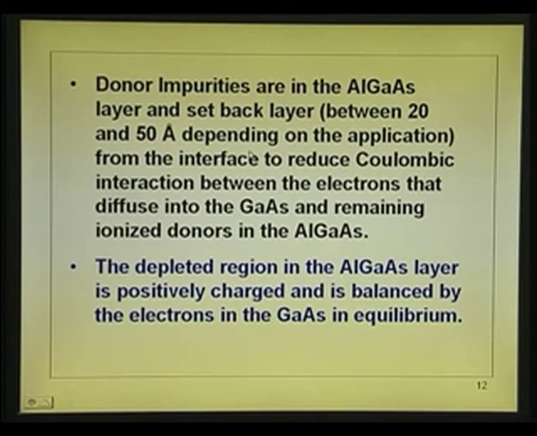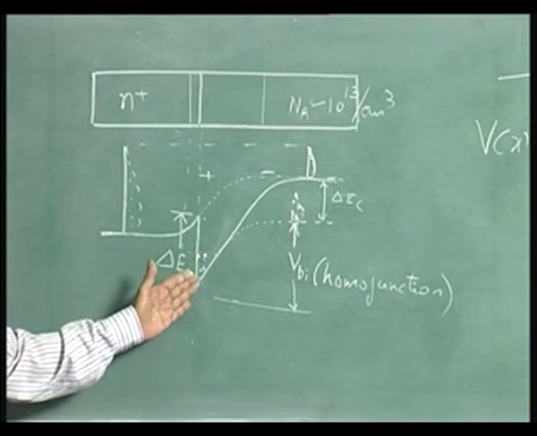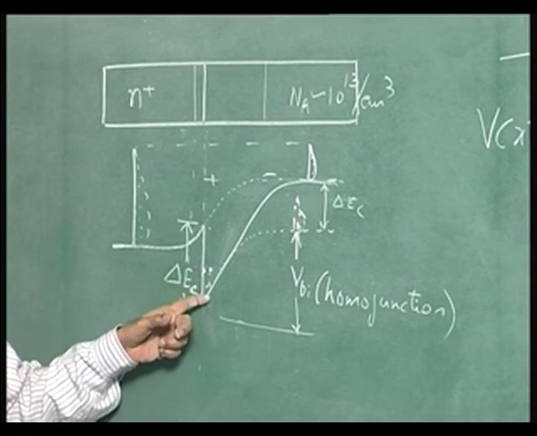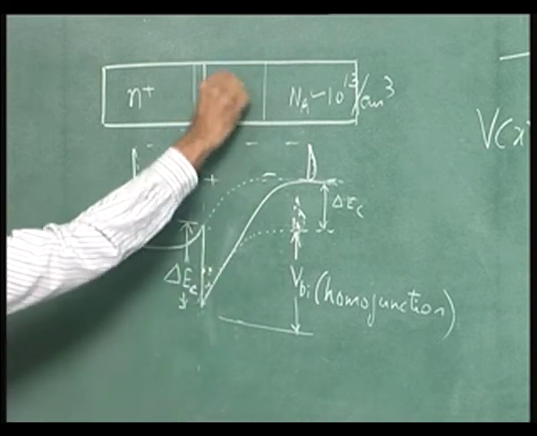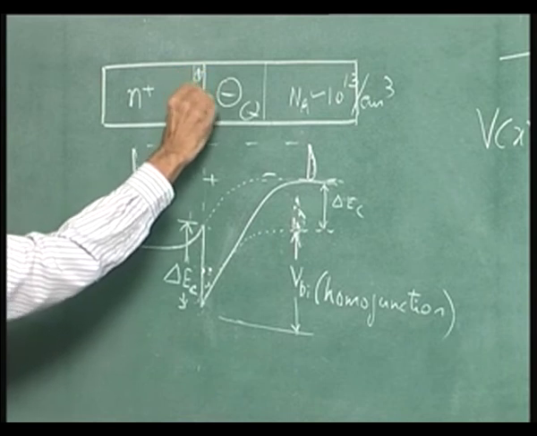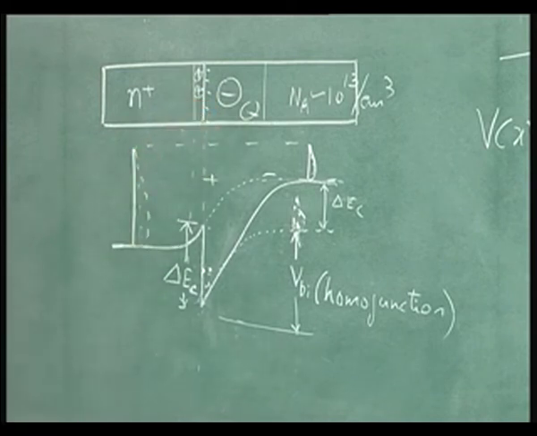The depleted region in the aluminum gallium arsenide layer is positively charged and is balanced by the electrons in the gallium arsenide. Whatever plus charge is present here is balanced by negative charge in the gallium arsenide, and the negative charge comes from two regions. One is the notch with mobile electrons, the other one is the depleted layer, where there are fixed charges, and here there are fixed charges too. So, this is compensated by this charge and also by these electrons there. That is the meaning of that.